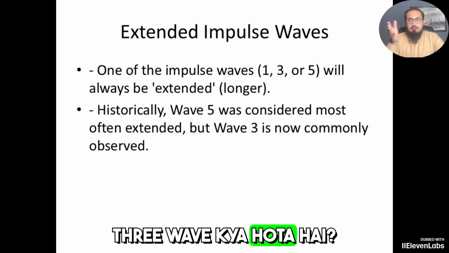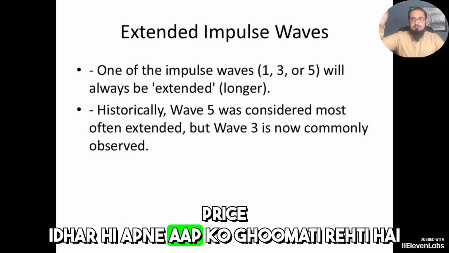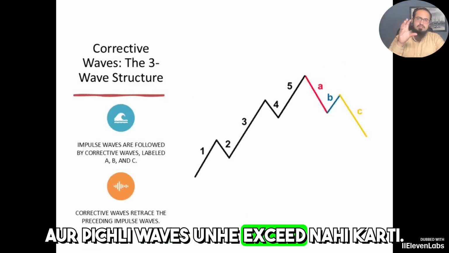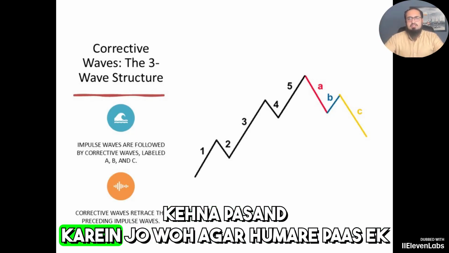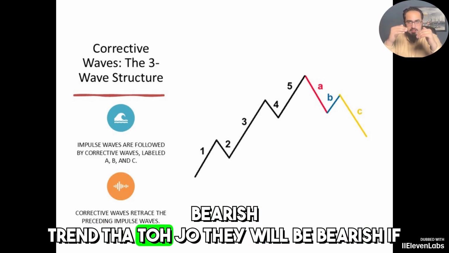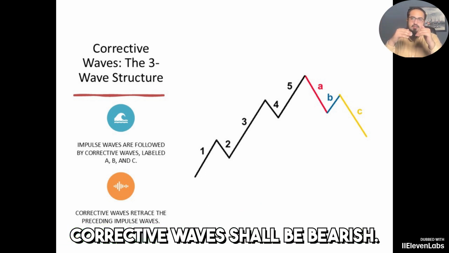What is a 3-wave? That is a period of consolidation, kind of like a collection wave, in which the price keeps moving around on its own and does not follow the previous wave. So this can be called consolidation or collection or whatever you prefer to call it. So the character waves, if we had a bullish trend, will be bullish, and if we had a bearish trend, obviously the character waves shall be bearish.